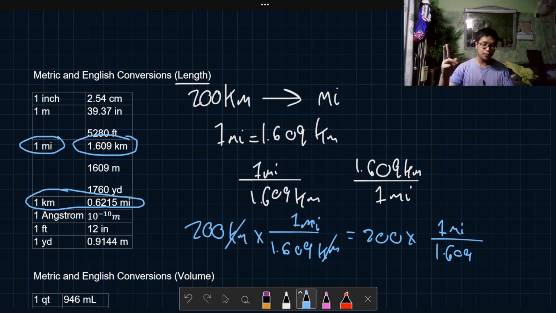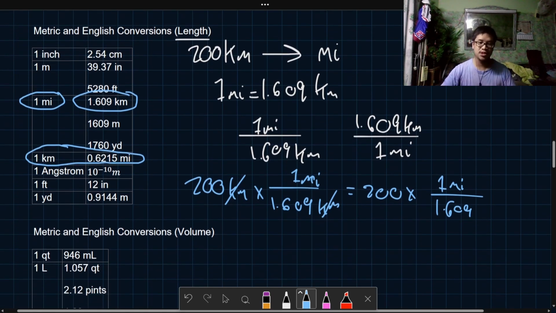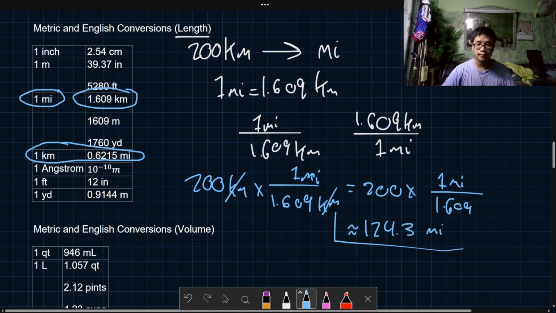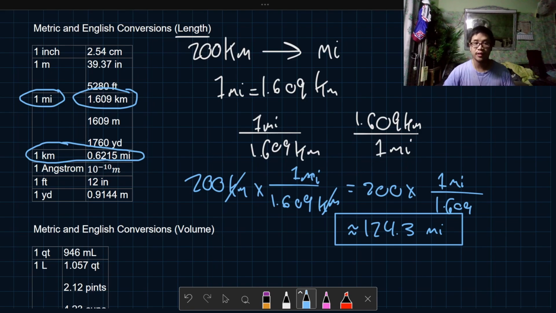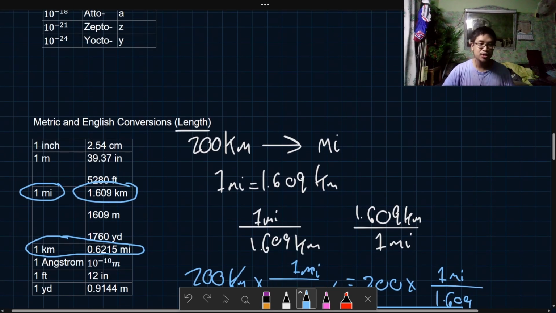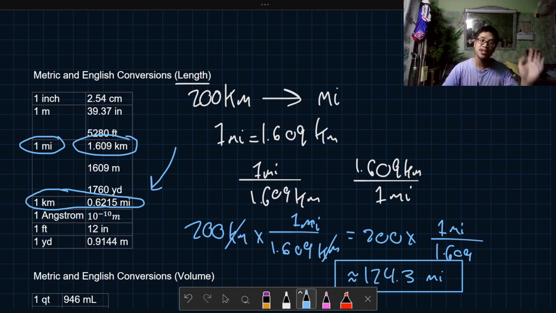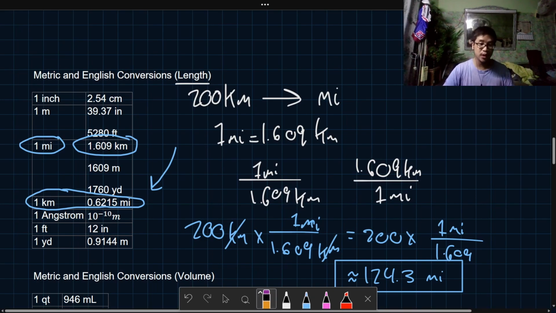Let's approximate it to two decimal places. So approximately, you will have an answer of 124.30 or 3 miles. That's it. There we go, that's how you do it. And I mentioned that you can use this one as well. You can still use that equivalent if you want to.